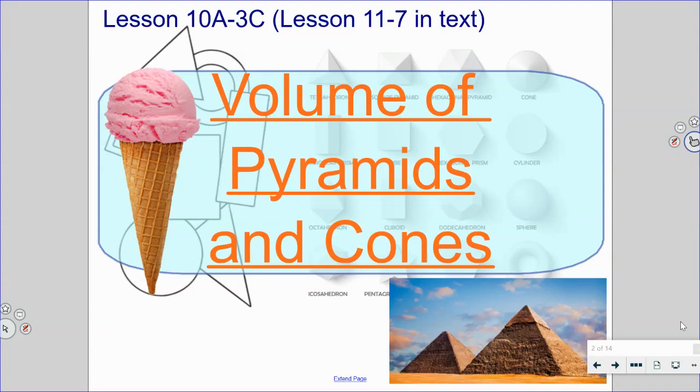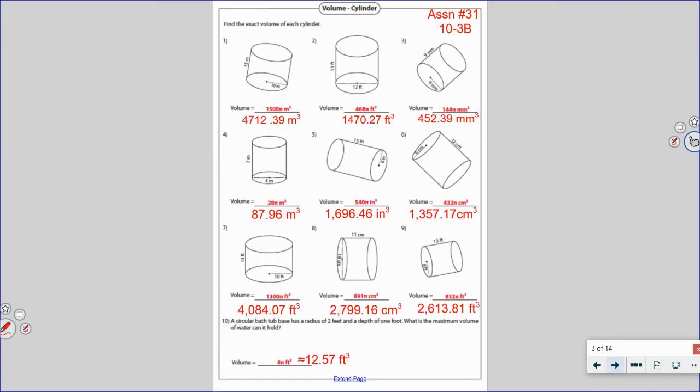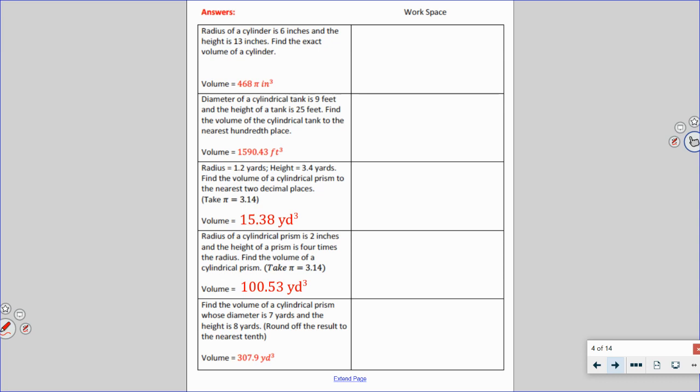Hello, everybody, and welcome to a lesson on volume of pyramids and cones. This will be lesson 11.7 in the textbook, if you're interested in checking it out. For now, pause your video, come on back when you're ready. That's the first page, on to the back page. Again, pause and come on back when you're ready.